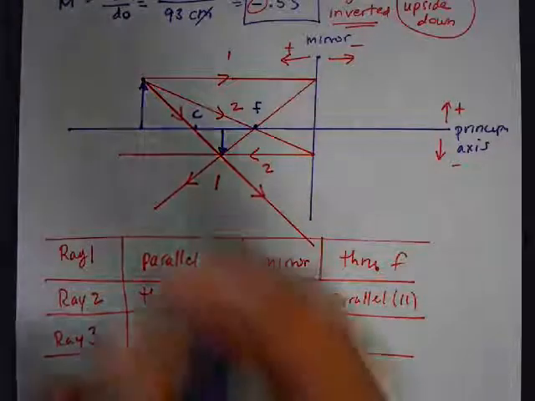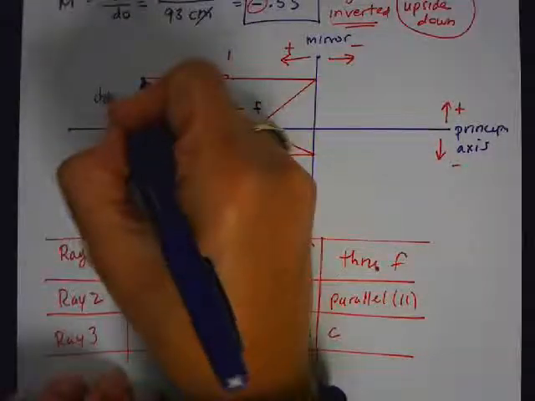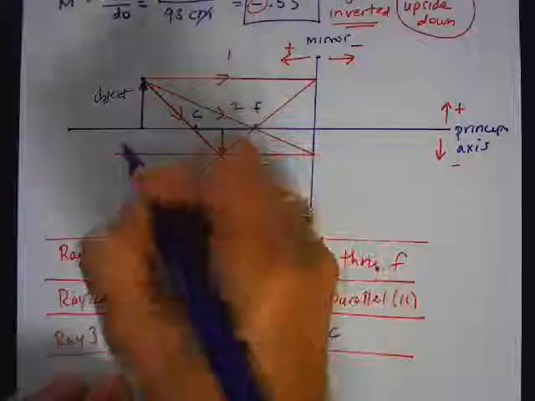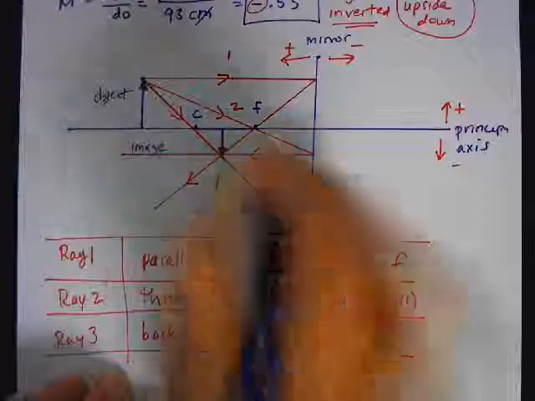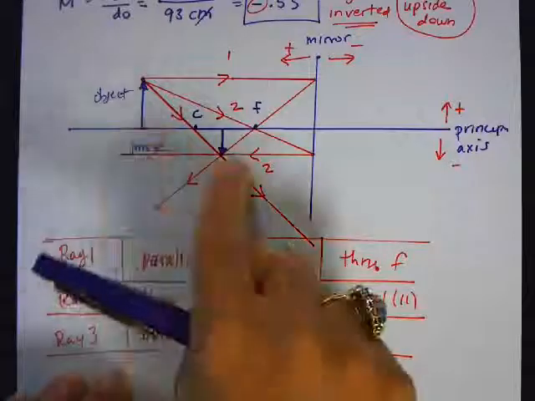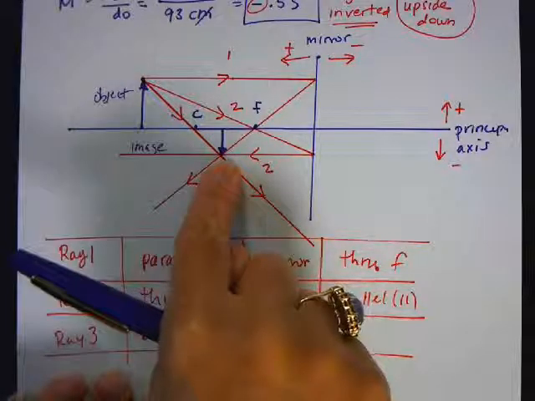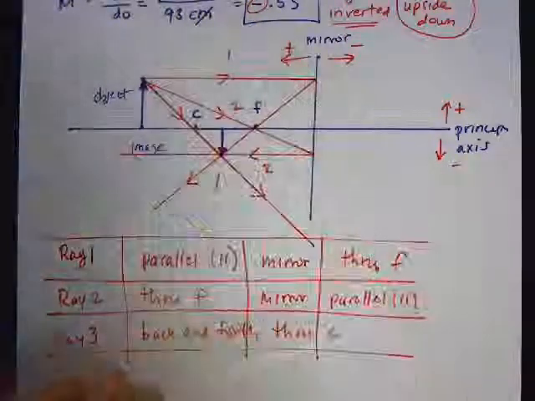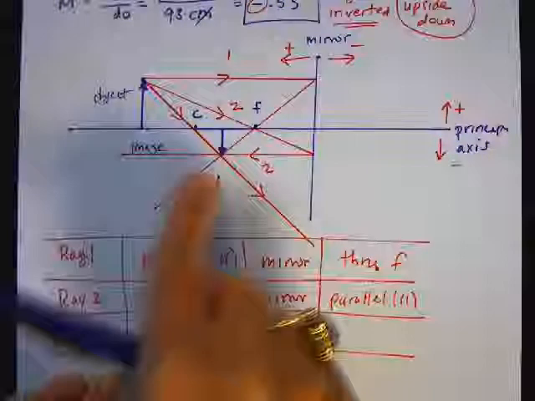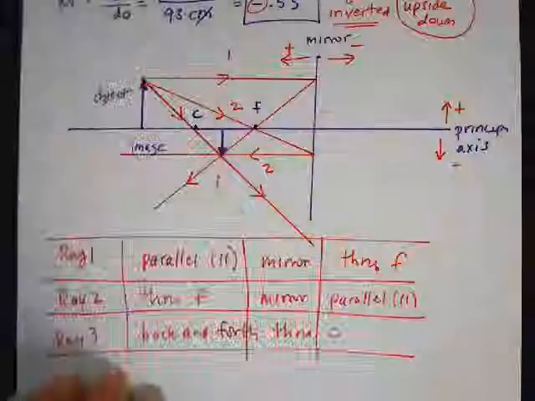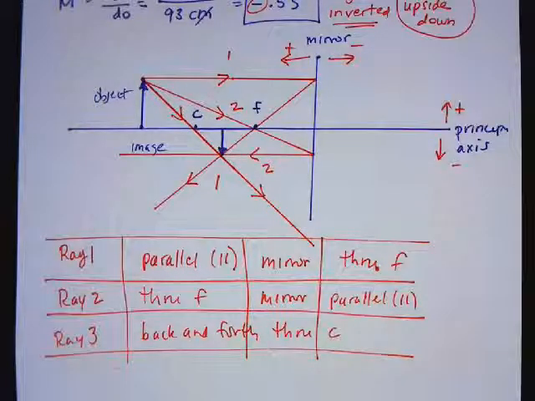So now we see, here's my object. This is my image. So I see my image is inverted. It's smaller than my object, and it's real because it's on this side of the mirror. So this is how you do it graphically, and then that's how we do it mathematically.